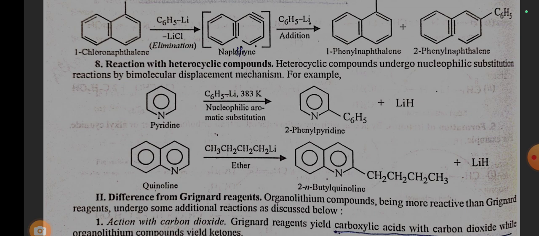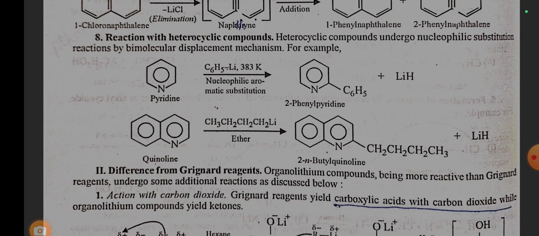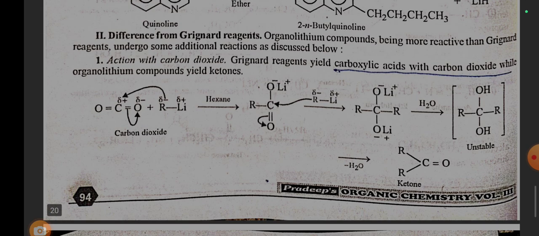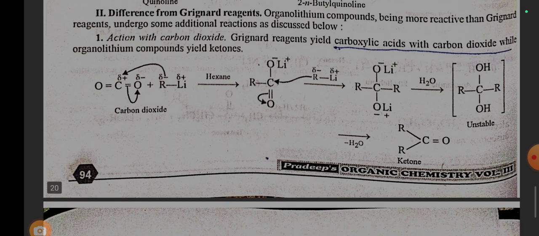8. Reaction with heterocyclic compounds. Heterocyclic compounds undergo nucleophilic substitution reaction by a bimolecular displacement mechanism. For example, pyridine on nucleophilic aromatic substitution gives 2-phenylpyridine plus LiH. 2. Difference from Grignard reagents. Organolithium compounds, being more reactive than Grignard reagents, undergo some additional reactions as discussed below. 1. Action with carbon dioxide.